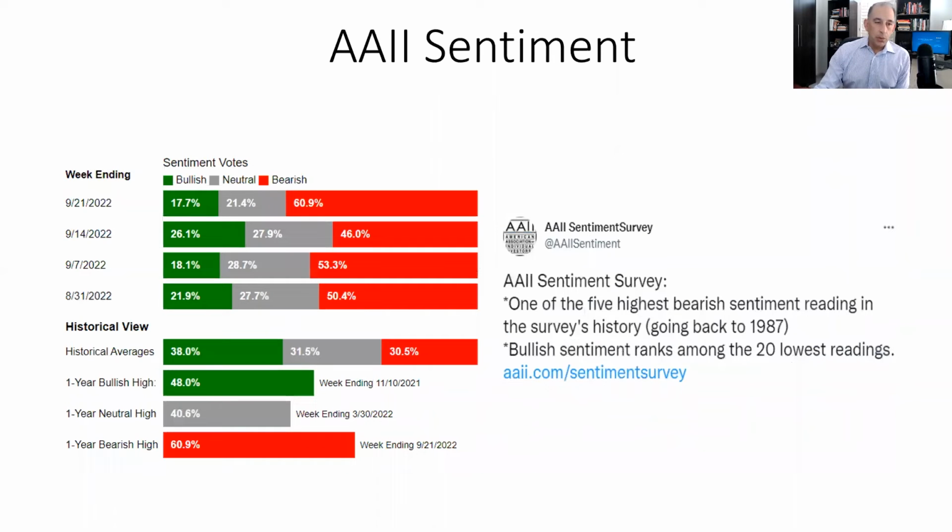Here's the big news, I think. Look at this bearish sentiment indicator. Truth be told, this is used as a contrarian indicator, meaning that if there's too many bears, that's bullish. If there's too many bulls, that's bearish. We are not seeing that play out. We saw several weeks in a row of bears way above the historical averages. How about double this past week? And if you read this, it says this is one of the 5 highest bearish sentiment readings in the survey's history going back to 1987. So take that for what it's worth.